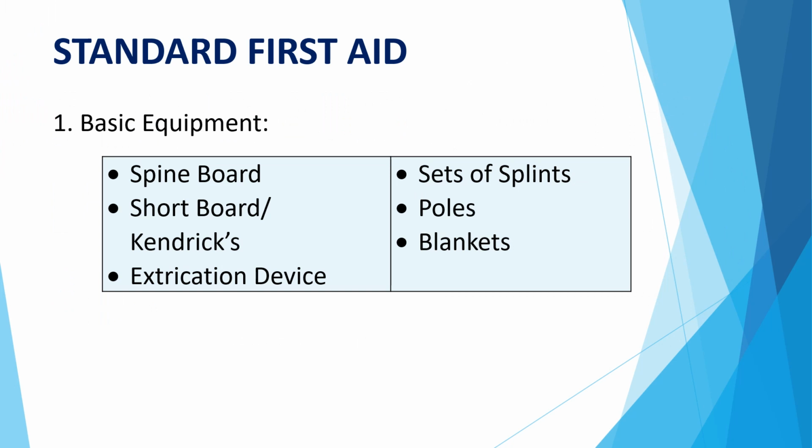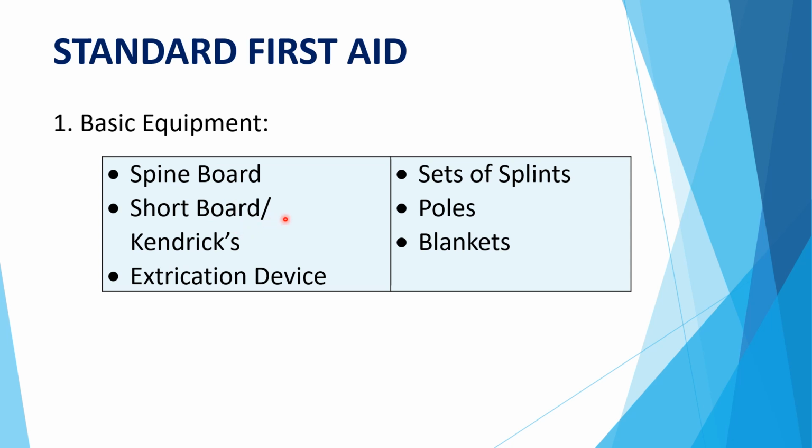So we're going to start with your standard first aid equipment. Here are the listed equipments. We have your spine board. I'm going to show that to you. It would be a big board made only for first aid. This is used for clients with possible spinal cord injury.